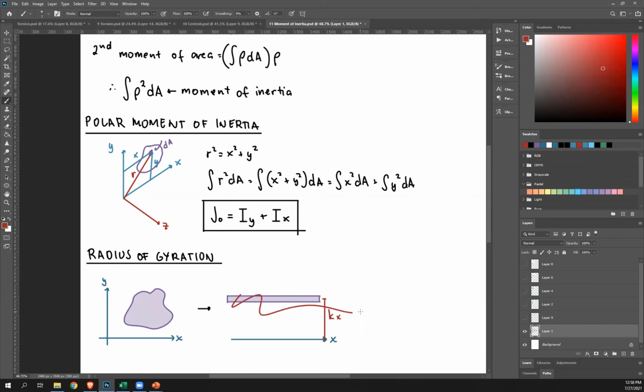So this is useful, again, in simplifying our equations. Because instead of taking this oddly shaped area, we just have a strip with uniform distance from your reference axis. Okay?